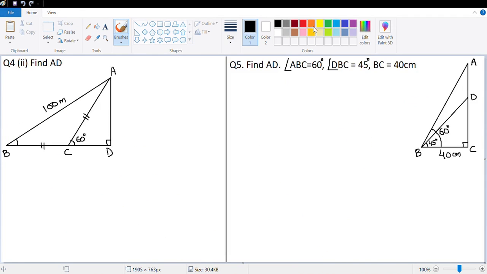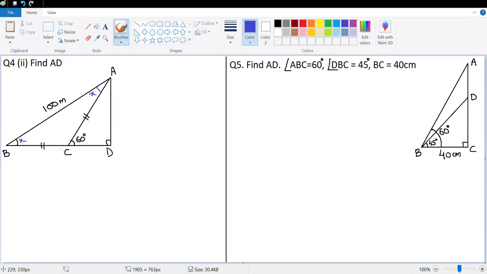The next question that we do is question number 4, part 2. It says find AD again. So this is the reference, this is the side that we need to find, and the hypotenuse of the bigger triangle is given, and in the small triangle no side is mentioned. But what has been mentioned is that BC and AC are equal, which means this is an isosceles triangle, which means this is X, so this is also X.